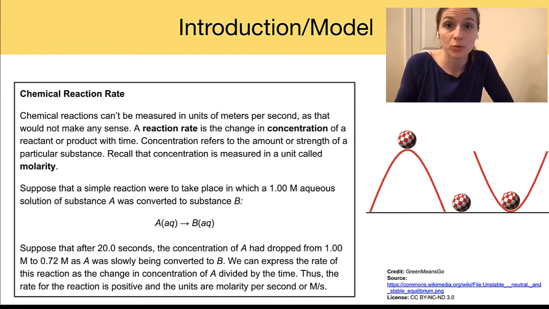And the way that we measure how much product there is in science, oftentimes, is using a measurement called concentration. So we are really measuring this in a concentration unit called molarity per second. So reaction rates are often talked about in units of big M/s, molarity per second, change in concentration per second.